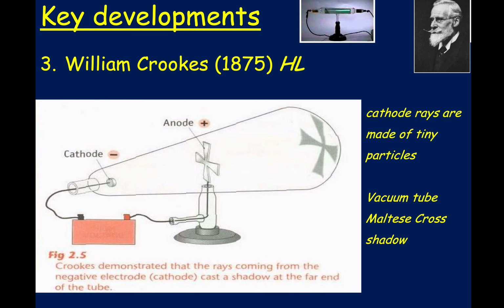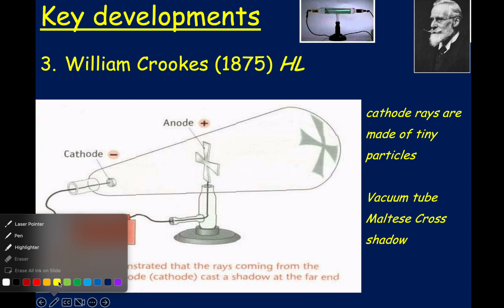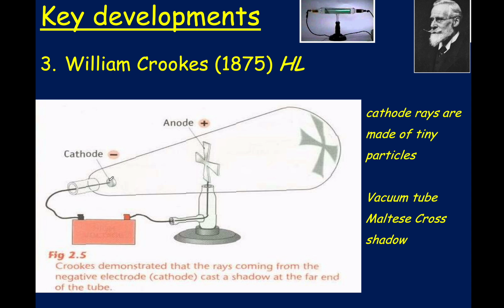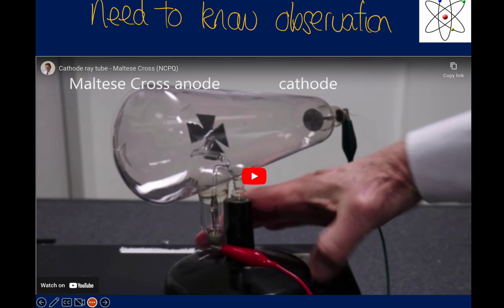You won't ever have to reproduce it, but essentially what he is saying is that there are tiny particles coming out from this cathode, and the Maltese Cross blocks some of them, which is why we get a shadow, and the rest of them are able to go straight through and hit the back of the cathode ray tube. Okay, so let's just see what this looks like in real life.